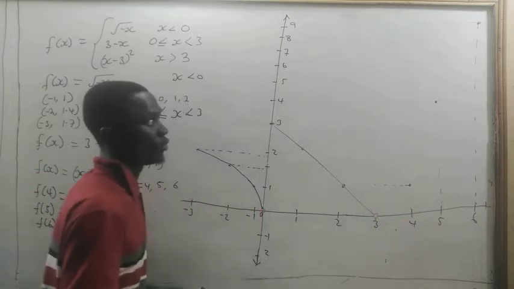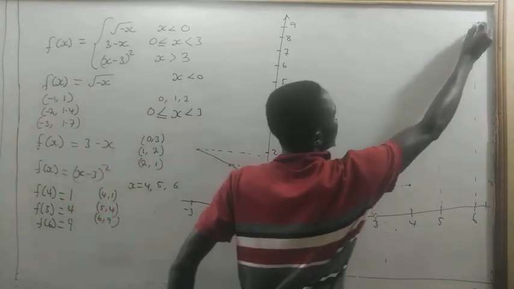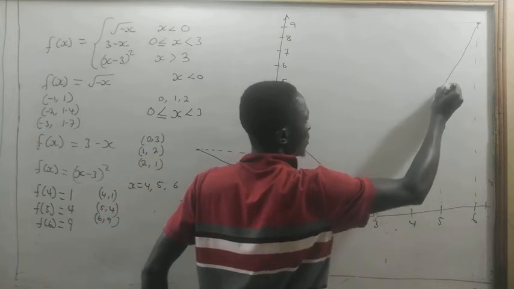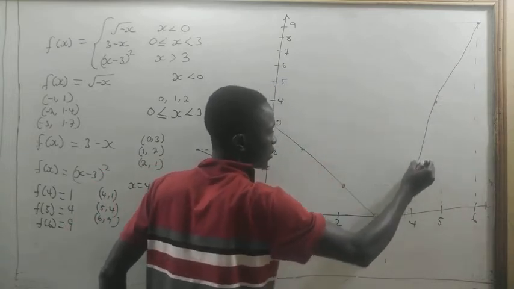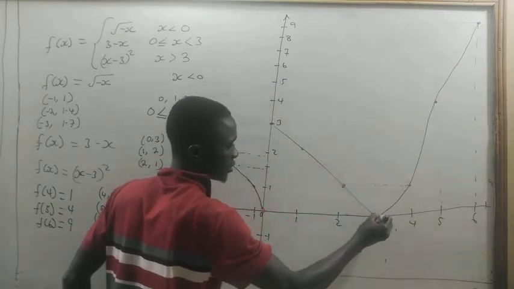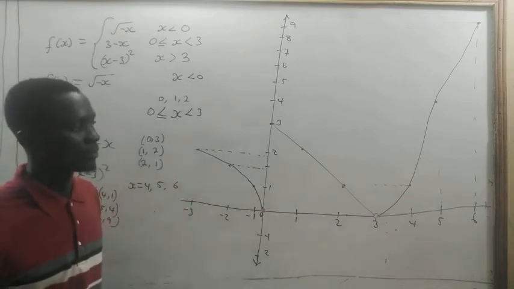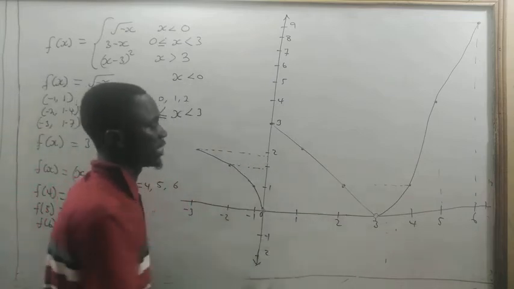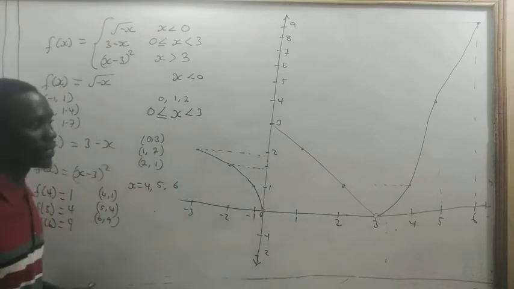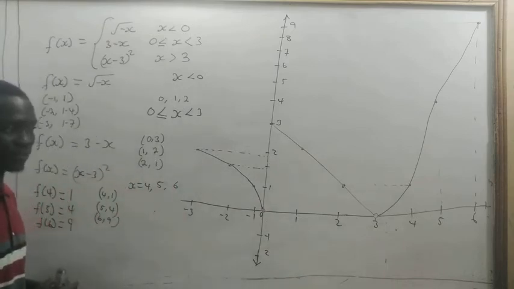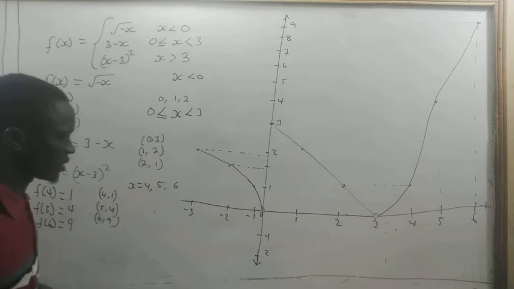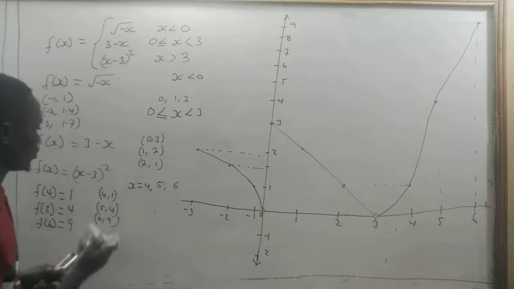And there is a hole there already. So that one is a curve, and this one is a straight line. So that is how we draw the graph. Very simple as that. So let's use the graph to answer the following questions.